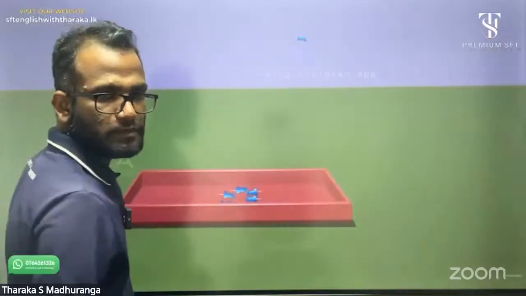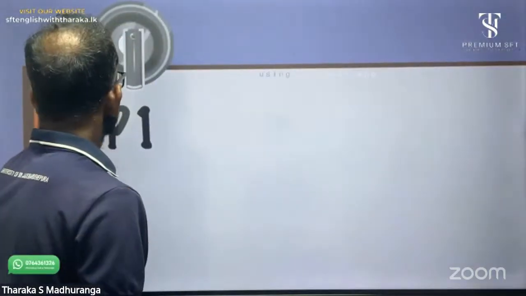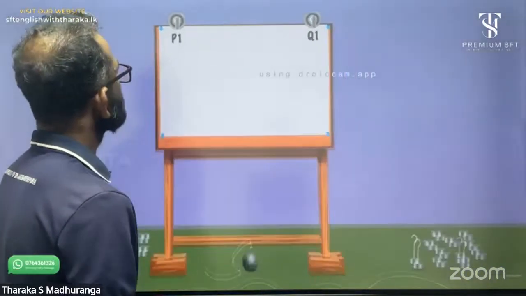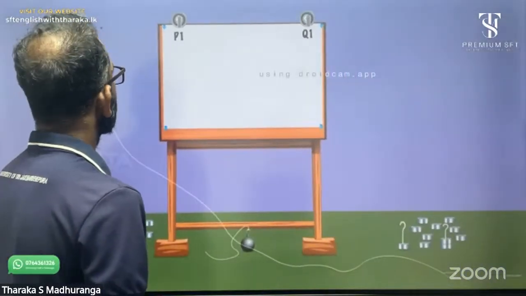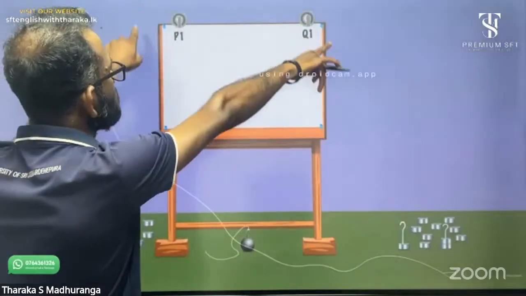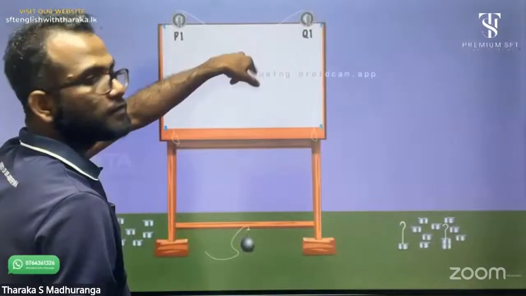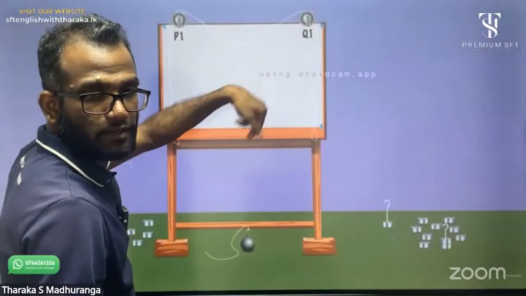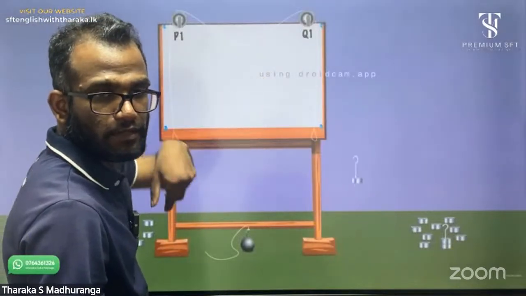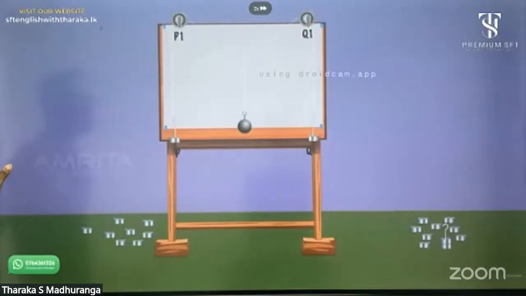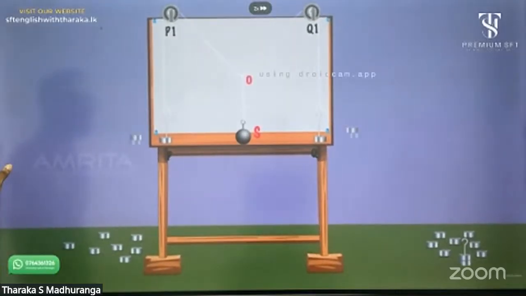Take pins from the box. Firmly fix the paper on the board using pins. Take a thread and pass it over the pulleys. These are the two pulleys, and these are light strings. Attach 20 grams to both ends. Mark them as P and Q. Another thread is tied to the middle of the first thread, marked as O and S. Hang another 20 grams to both ends.